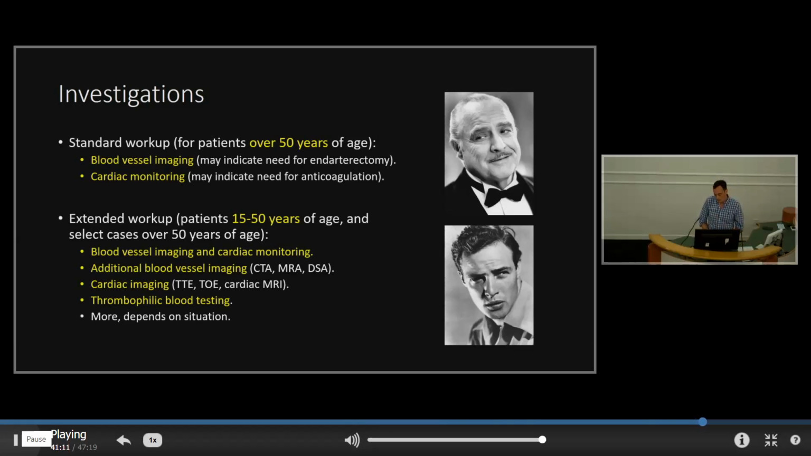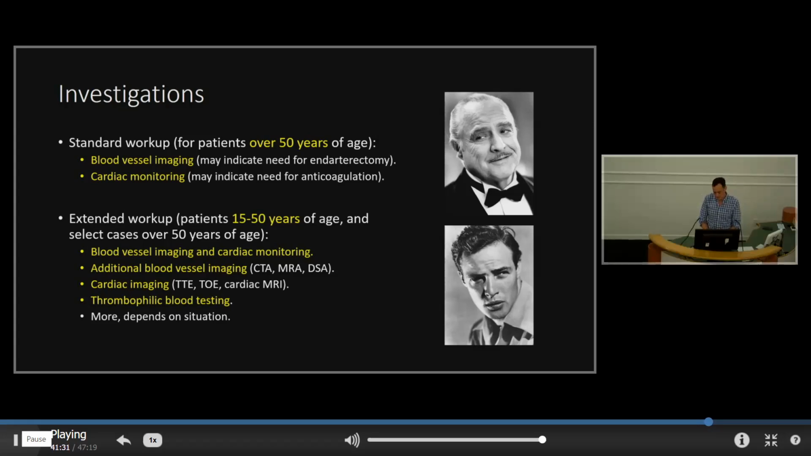But you can do more advanced imaging if necessary of the vessels. So in addition to the CT angiogram, you might want to do an MR angiogram. That's really good for dissections. MR angiogram looks at soft tissue. And digital subtraction angiography, which we very, very rarely do.